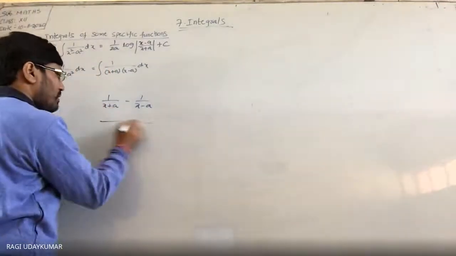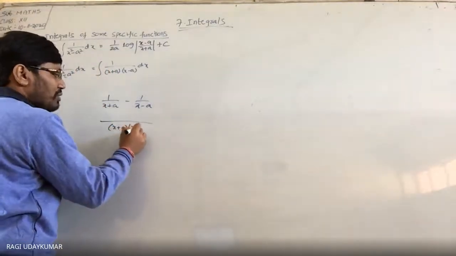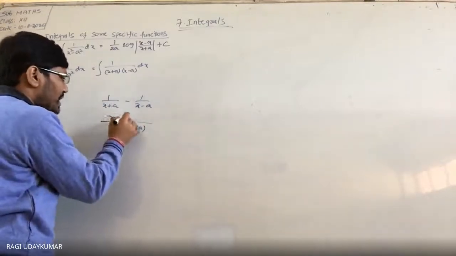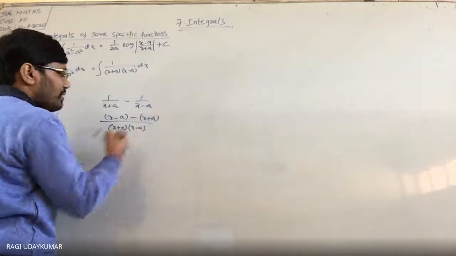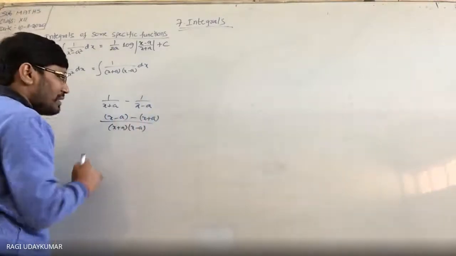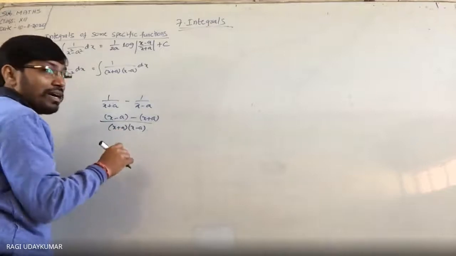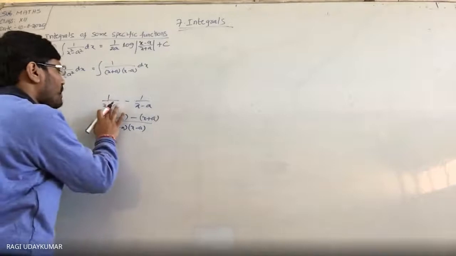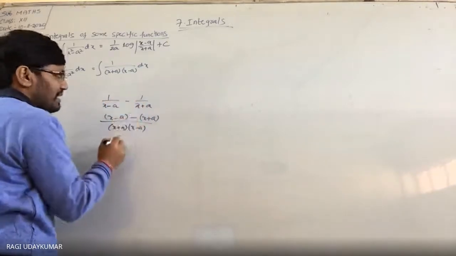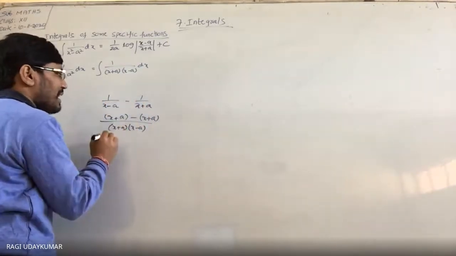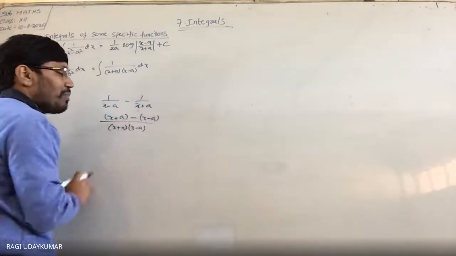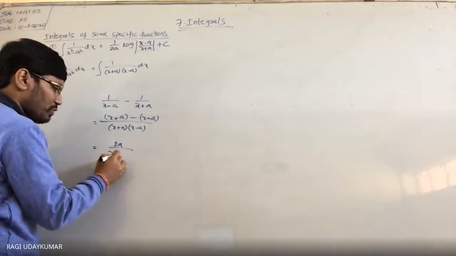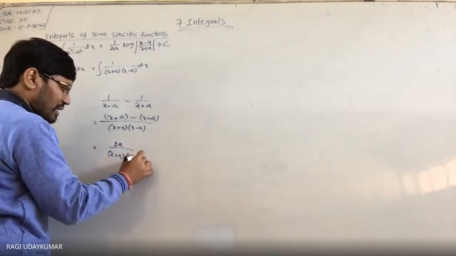Simplify this. What will come in the denominator? (x plus a) into (x minus a) will come. In the numerator, what? (x minus a) minus (x plus a) will come. So minus 2a will come here. So if minus 2a is coming, then plus 2a would be good. So you do here x minus a, here x plus a. So what you get here is x plus a, here x minus a. Now minus 2a has come. So what do you get? This one is equal to 2a by (x plus a) into (x minus a).